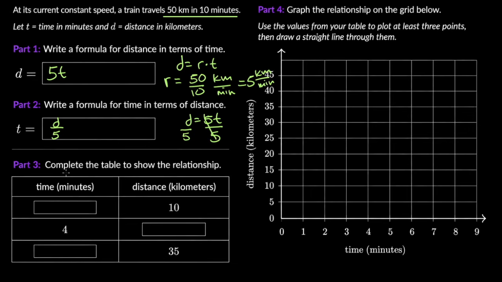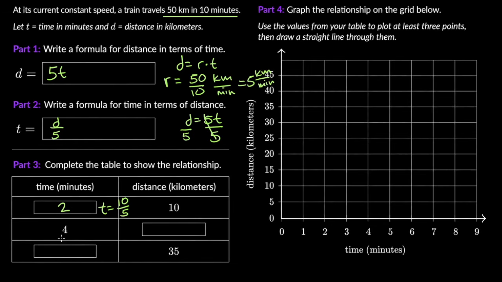Part 3, complete the table to show the relationship. The first row, they give us distance but not time. So it'd be useful to use this second formula, because it solves for time when we're given the distance. We know that time is equal to distance divided by 5. Our distance is 10, so if we divide that by 5, we get 2 minutes. All I did is apply this: t in this situation is equal to our distance, 10, divided by 5.